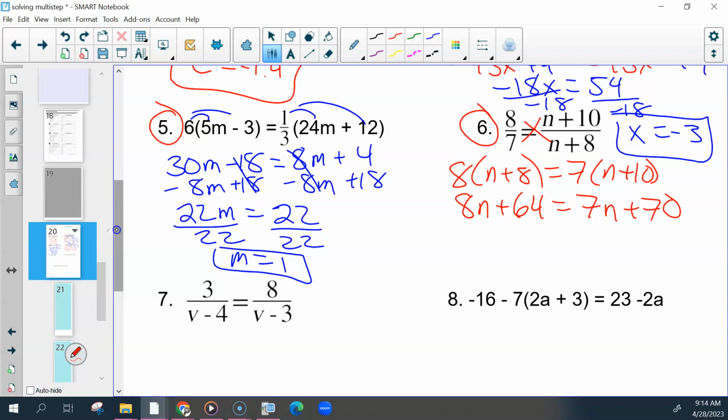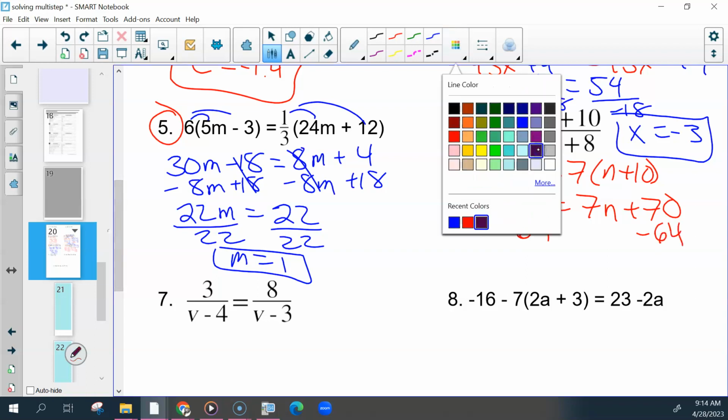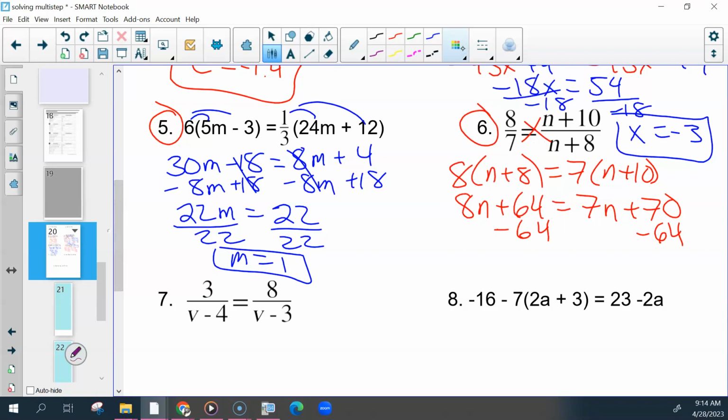Subtract 64. There is no wrong way to do this except not using correct math. Opposite, subtract 7n on both sides. How many n's will you have left? 1. So you can put 1n, and you can just put n. And then n equals 6. And that was your answer.